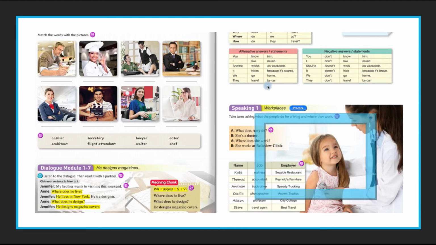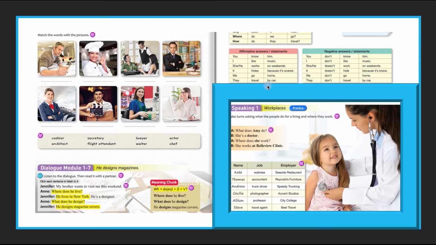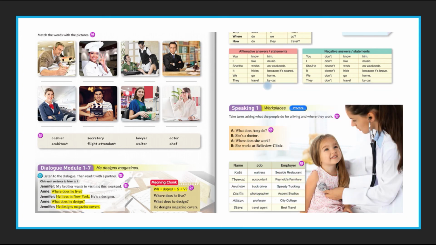Alright, so to practice it, we need some speaking sections. So we're going to try and fit in speaking 1 and 2. Speaking 1 looks at workplaces, talking about what people do for a living. When someone asks, what do you do for a living?